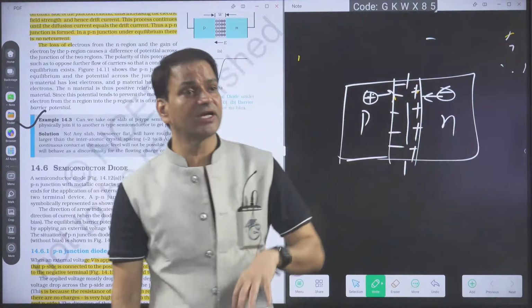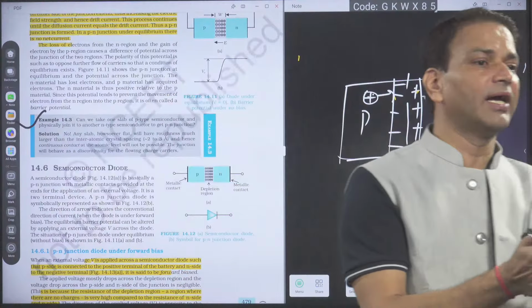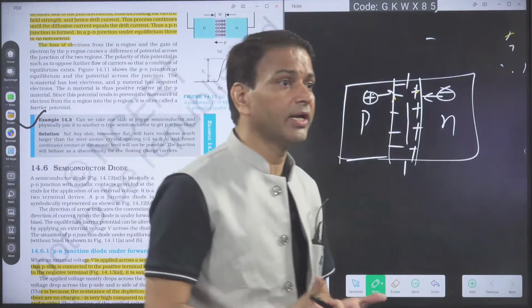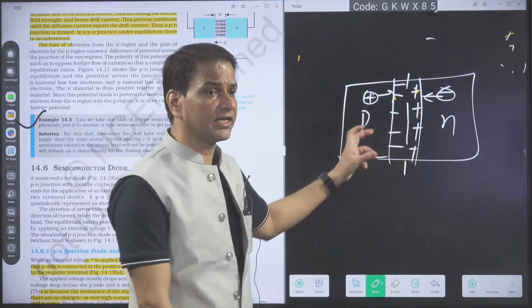The aluminium atom received the electron. So near the junction, we get a layer of immobile ions. What is that called? Depletion layer. Okay. And in the depletion layer, you can see on one side we are getting positive charge, and on the other side negative.